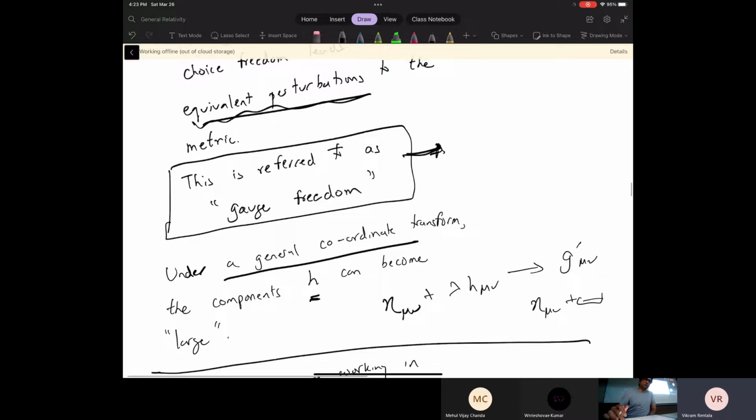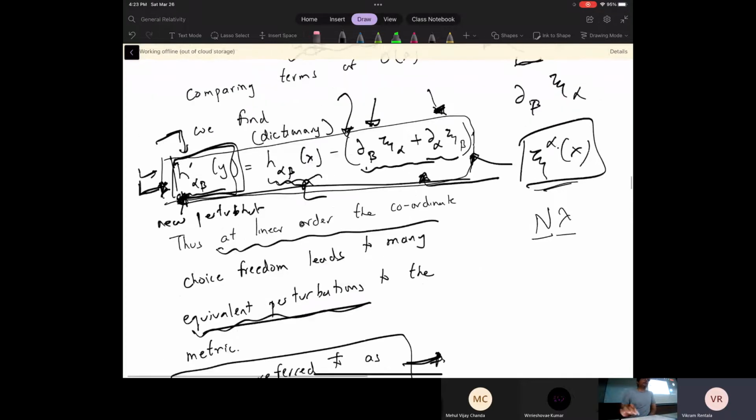Okay, so this is where we stopped last time. This gauge freedom of linearized gravity is equivalent, to first order, to the full freedom of coordinate transformations that you can make in general relativity.